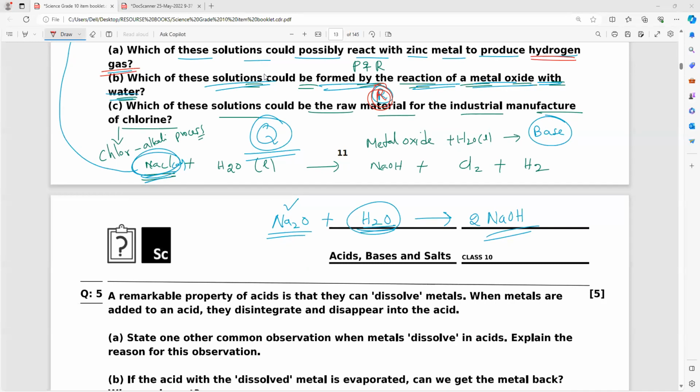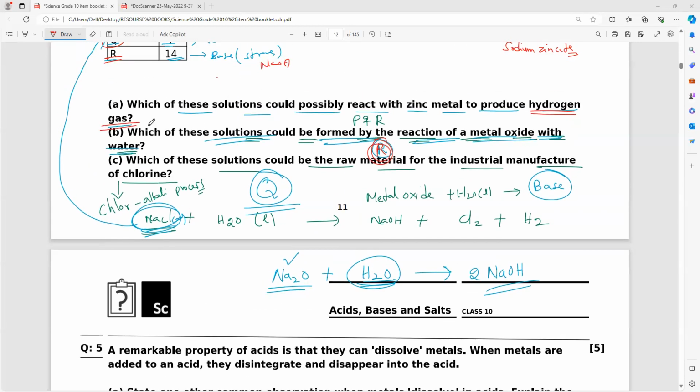So please write the 3 equations I have given: sodium oxide with water, potassium oxide with water, calcium oxide with water. Whenever a metal oxide reacts with water, we will get a metal hydroxide. What is the nature of that metal hydroxide? Metal hydroxides are basic in nature. So first question P and R, second question R, third question Q.